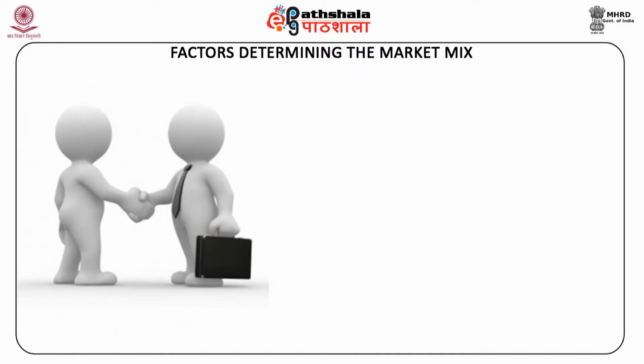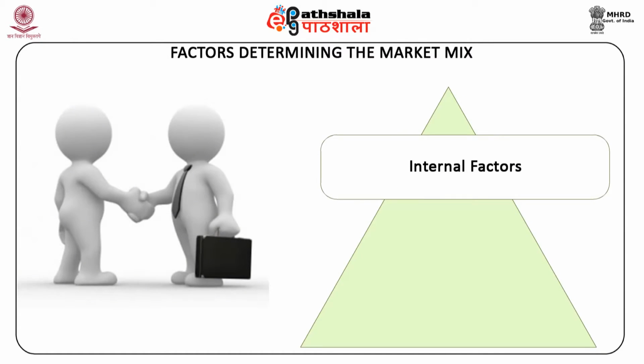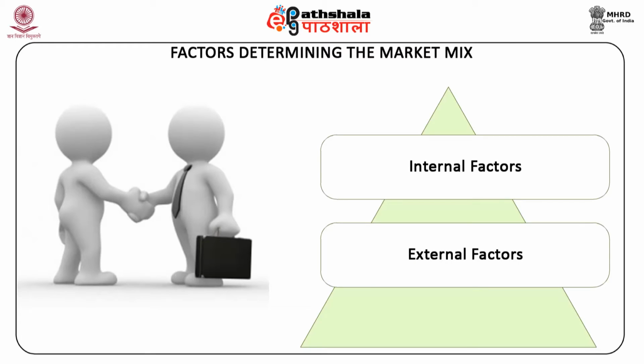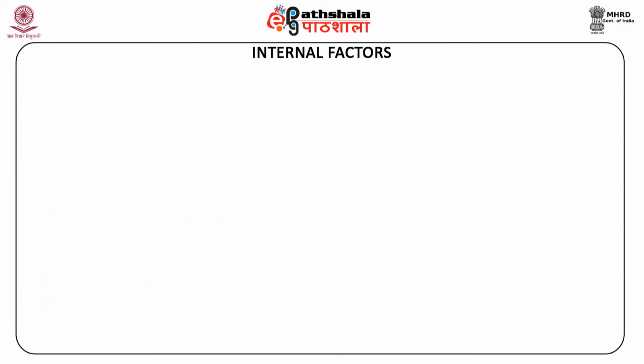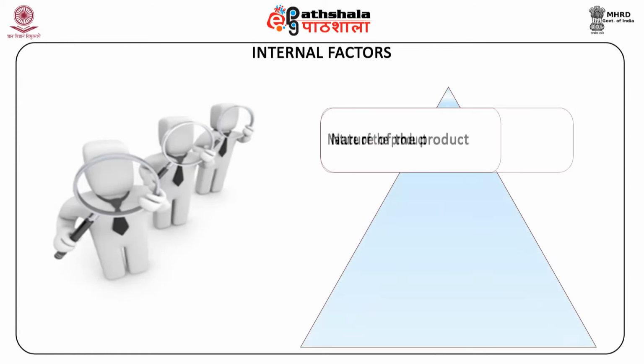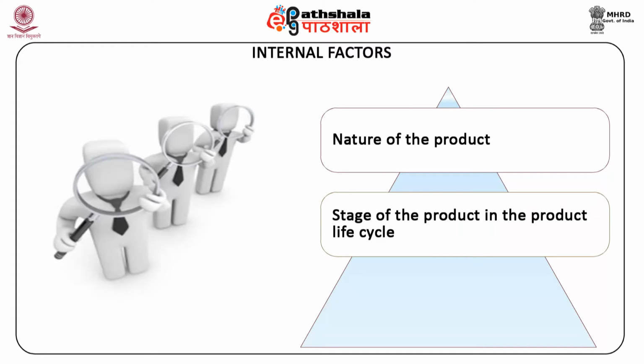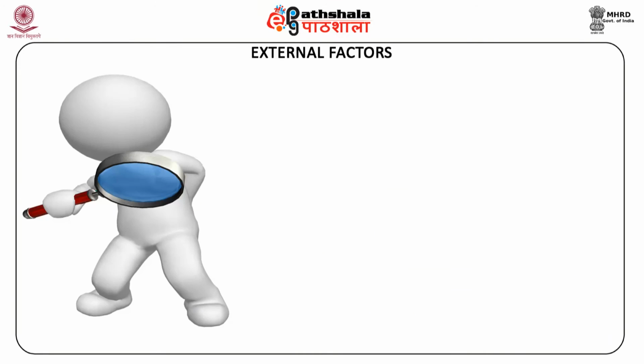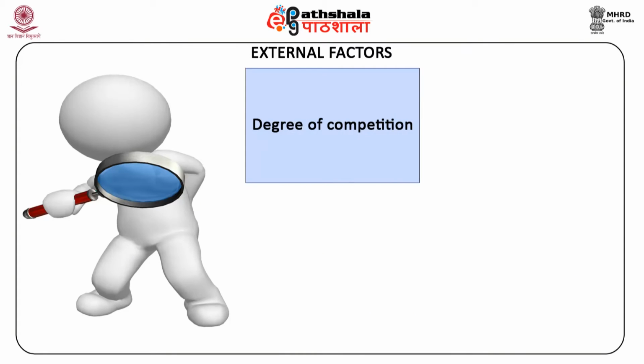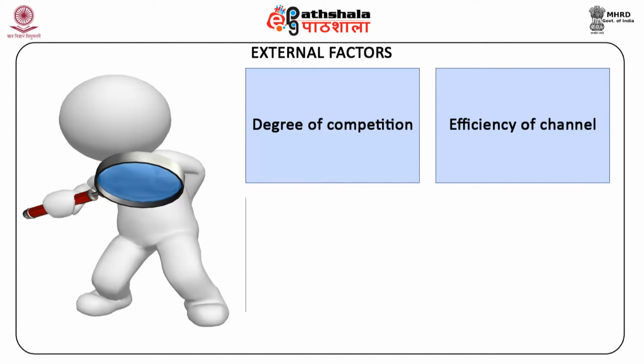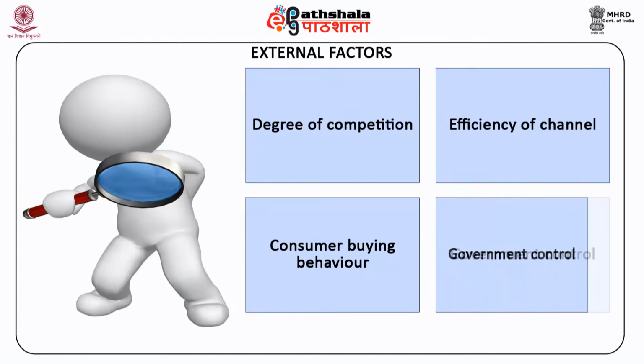Marketing mix for a product depends on two sets of factors: the internal factors, that is, the factors within the organization or specific to the organization, and the external factors, that is, the factors outside the organization or beyond the control of the organization. Internal factors include nature of the product, stage of the product in the product life cycle, and availability of funds. External factors include degree of competition, efficiency of channel, consumer buying behavior, and the government control.